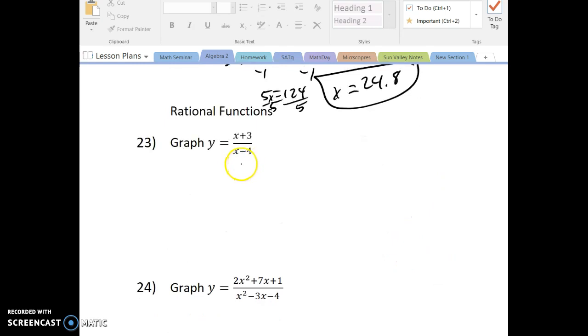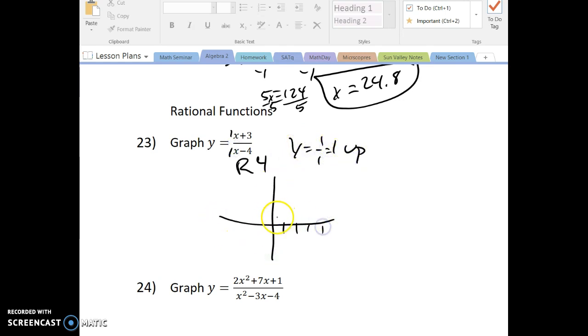Graphing, this is going to be a left 4. No, that's wrong. That's a right 4. Then we have 1 over 1. So y is going to be 1 over 1, which is 1, which is up. So remember the shape. We're going to go right 4 and up 1. So that's our asymptotes. And then we're going to know that it's going to look like this and this.